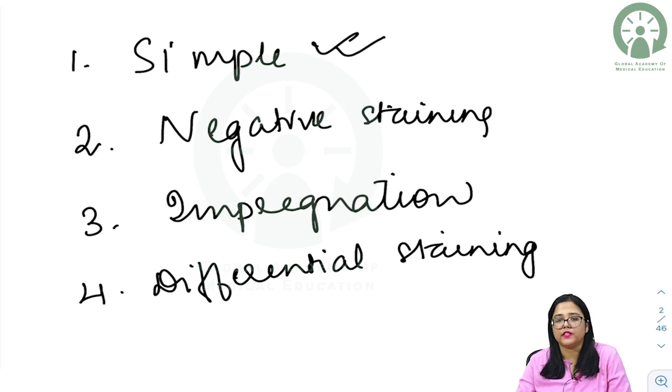In negative staining, the most common example is India ink staining, which we use for the detection of capsule of bacteria and fungus like Cryptococcus, in which we stain the background, and that gives us a clear halo or contrast of the capsule of the bacteria.